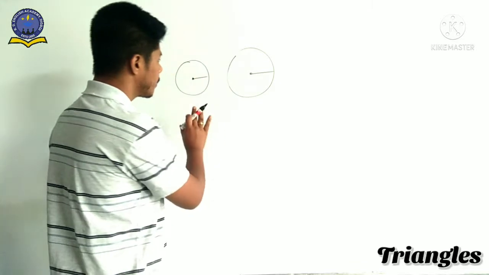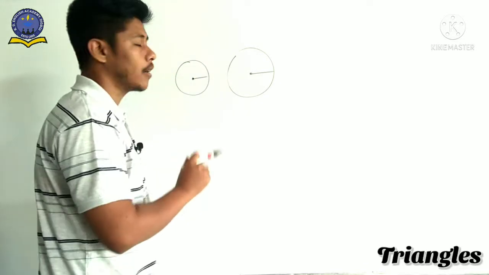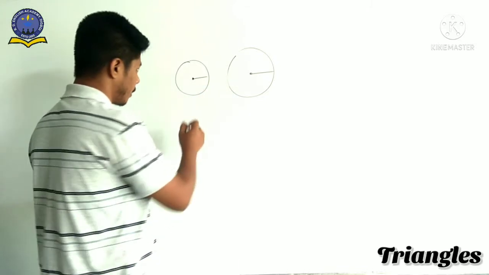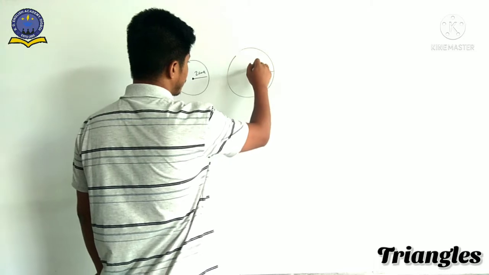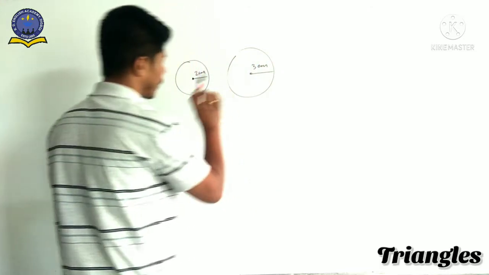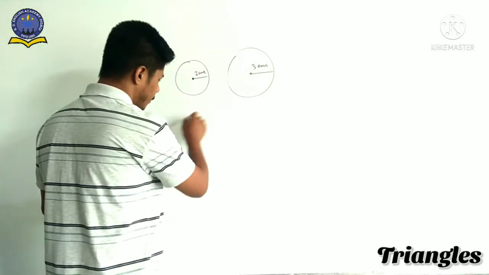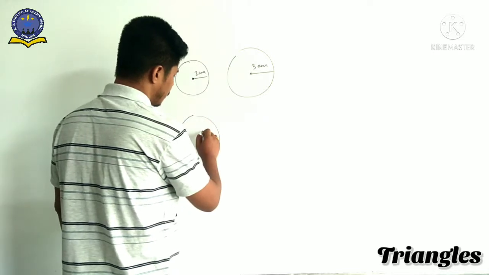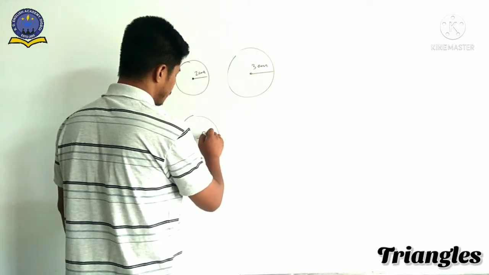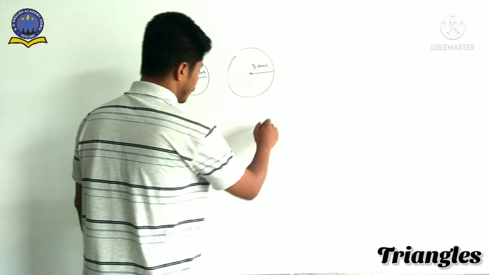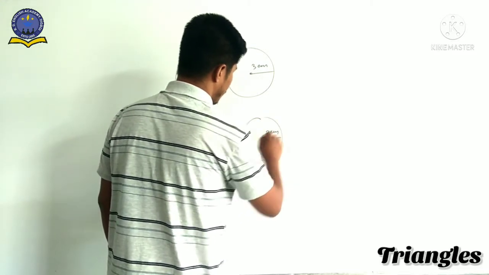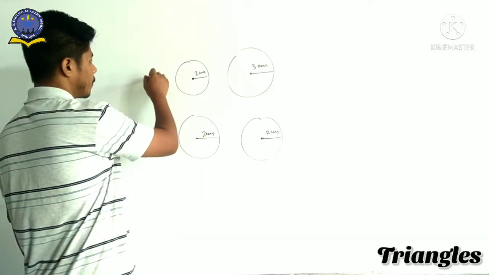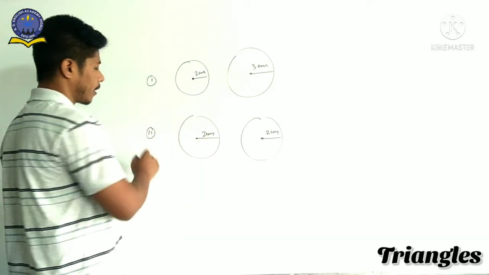Same. So in this case, if we consider this figure and another figure, suppose this one is 2 centimeter and this one is 3 centimeter, one figure we get. And another one, again we consider a circle, this one is 2 centimeter, as well as in another figure this one is 2 centimeter. So now you see the first figure, then this one is the second figure.